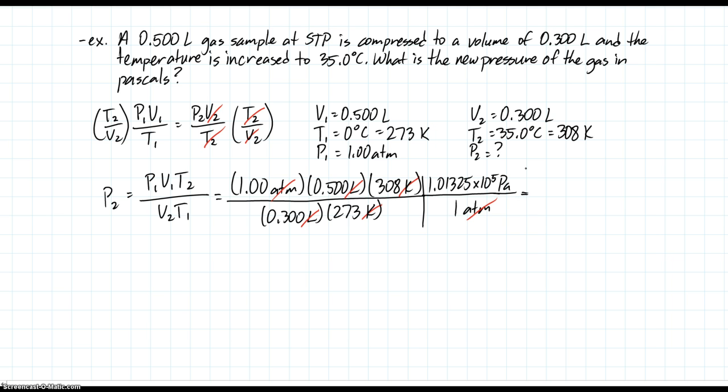And if we plug that all in, we can see from the values that we have that we should have 3 significant figures in our final answer. And the easiest way to express this is in scientific notation as 1.91 times 10 to the 5th pascals.